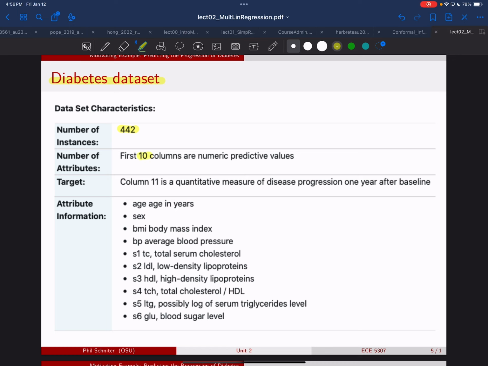10 predictive values, or what I call features. Here you can see they're calling them attributes, but features is what I usually call them. And this is what they are. So you have age in years, sex, body mass index, average blood pressure, and a bunch of different things you can get in a blood test. And then what you're trying to predict for this data set is some quantitative measure of how the disease progressed 1 year after those measurements were taken. So that's our target.